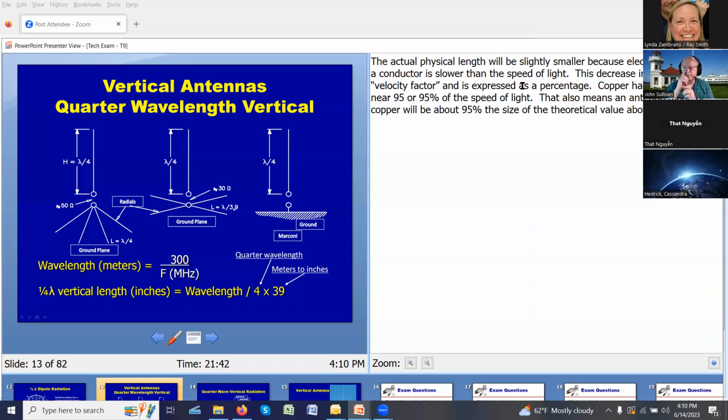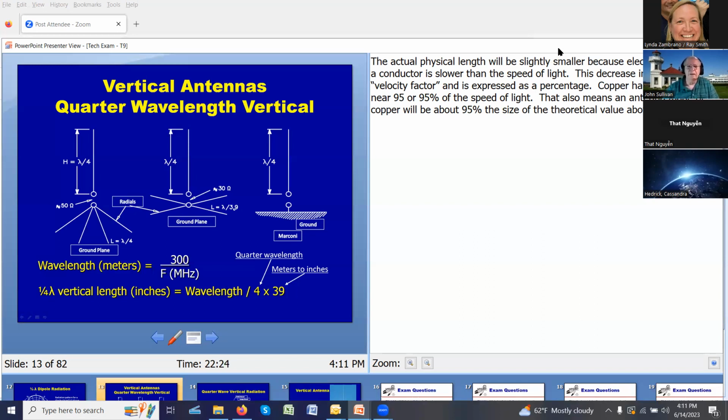That is because electrons flowing through a conductor are actually slower than the speed of light because of the resistance in the material. This decrease is called the velocity factor, and it's usually expressed as a percentage. For example, copper, which would be a common conductor for an antenna, especially a wire antenna, is about 95% of the speed of light, which also means that an antenna made of copper will be about 95% the size of the theoretical value.